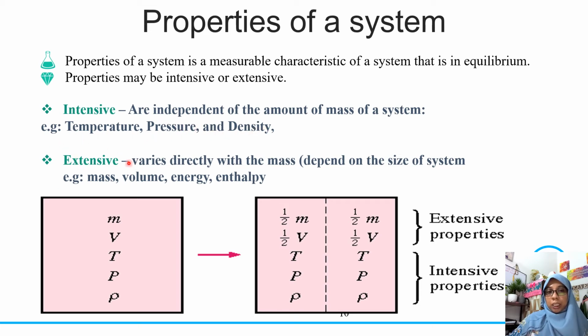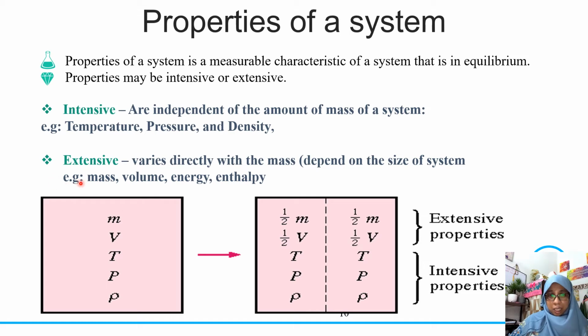Okay, kalau untuk extensive, dia adalah varies directly with the mass, dependent on the size of the system, di mana dia bergantung kepada mass. Macam contoh temperature kan, awak nak masak air 100 ml, temperature tetap 100 degree Celsius dia mendidih. Kalau dia 200 ml pun, dia tetap juga temperature dia adalah 100 degree Celsius untuk dia mendidih. Okay, dia tak berkadaran dengan dia punya mass of system.